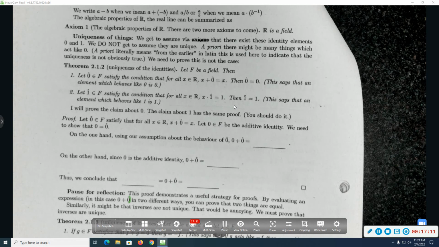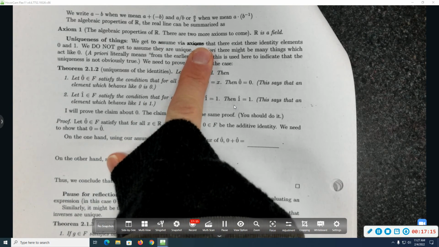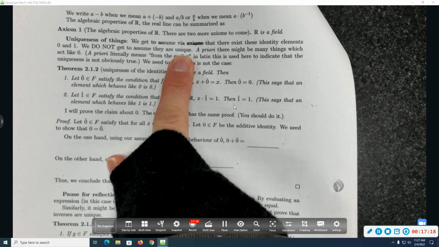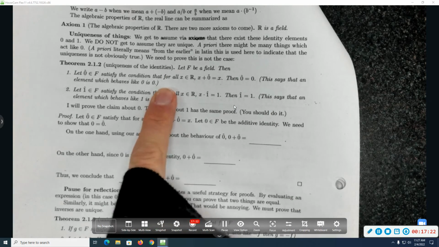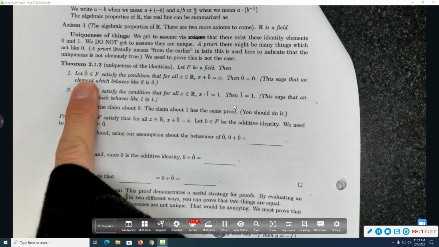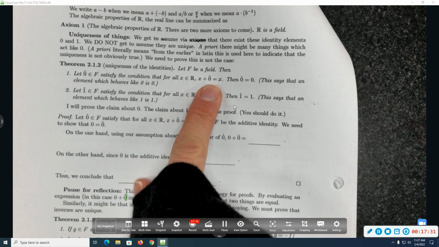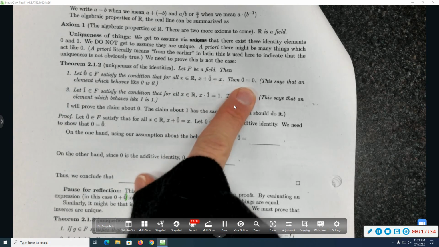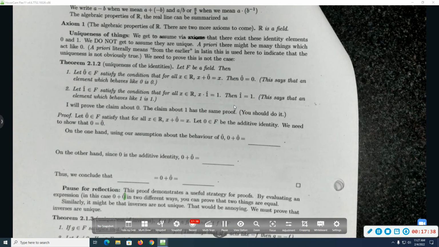Let's prove uniqueness. We get to assume that there exist identity elements 0 and 1. We don't get to assume that they're unique. There could be lots of different things that act like 0 or act like 1. Here's what we need to prove. Let F be a field. Let 0 hat be an element of F satisfying the condition that for all x, x plus 0 hat is equal to x. Then I claim that 0 hat is equal to 0. So absolutely anything that acts like 0 is the honest-to-God identity element of the field.